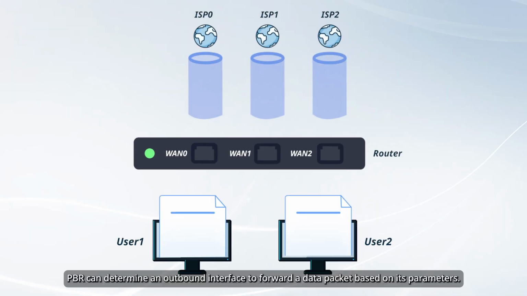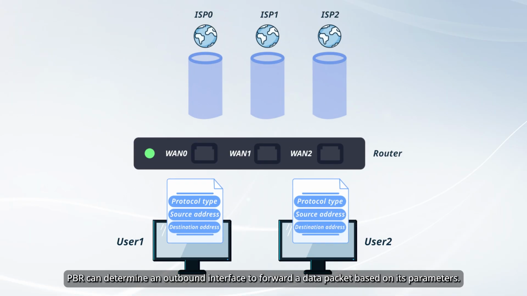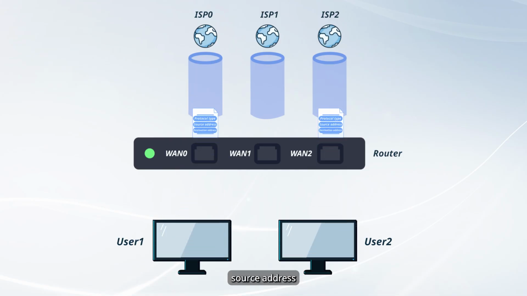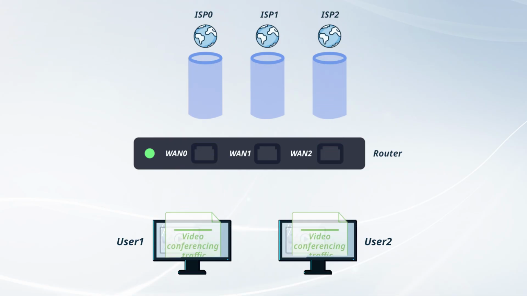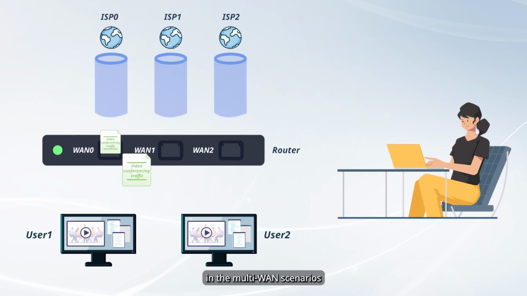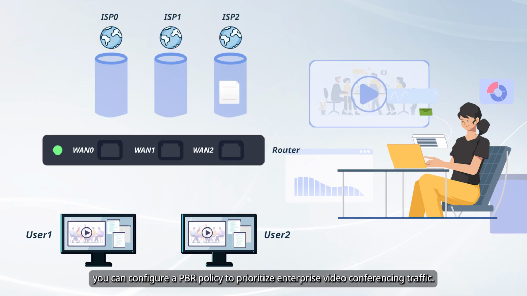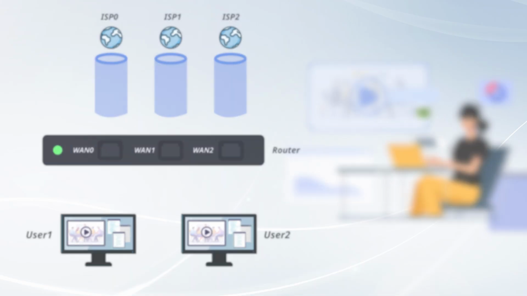PBR can determine an outbound interface to forward a data packet based on its parameters, such as the protocol type, source address, and destination address. For example, in the multi-WAN scenarios, you can configure a PBR policy to prioritize enterprise video conferencing traffic.